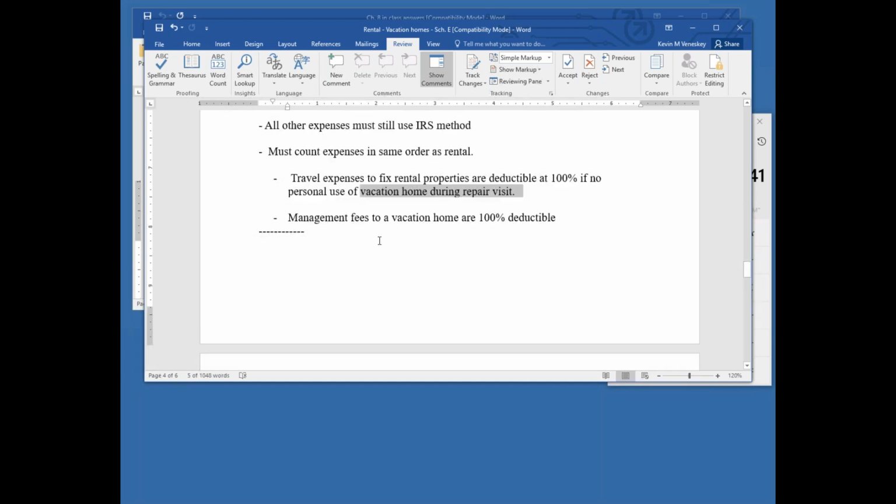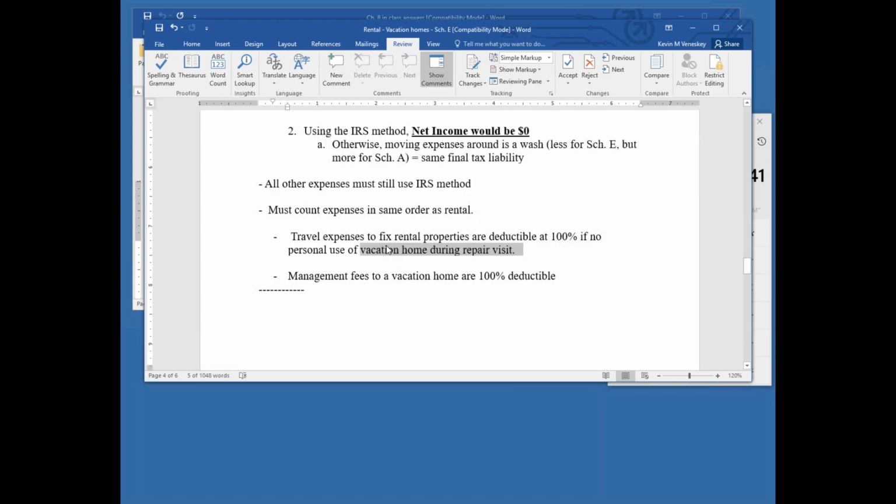Management fees, you are allowed those as a 100% deduction. That's one of the odd ones. Most of the other expenses, like if you repair something in your vacation home and you use it 60% rental, 40% personal, you can only deduct 60%. But management fees are considered one of the exclusions, and you can deduct all 100%.